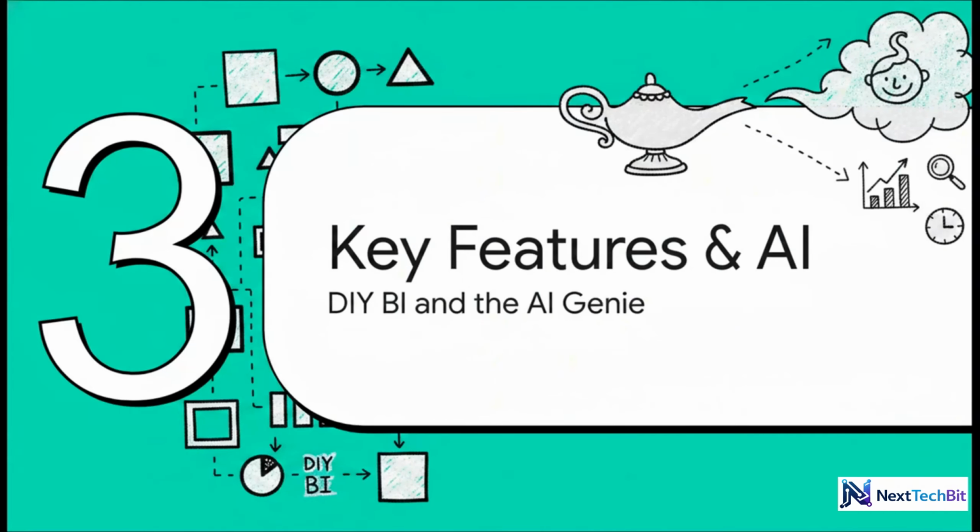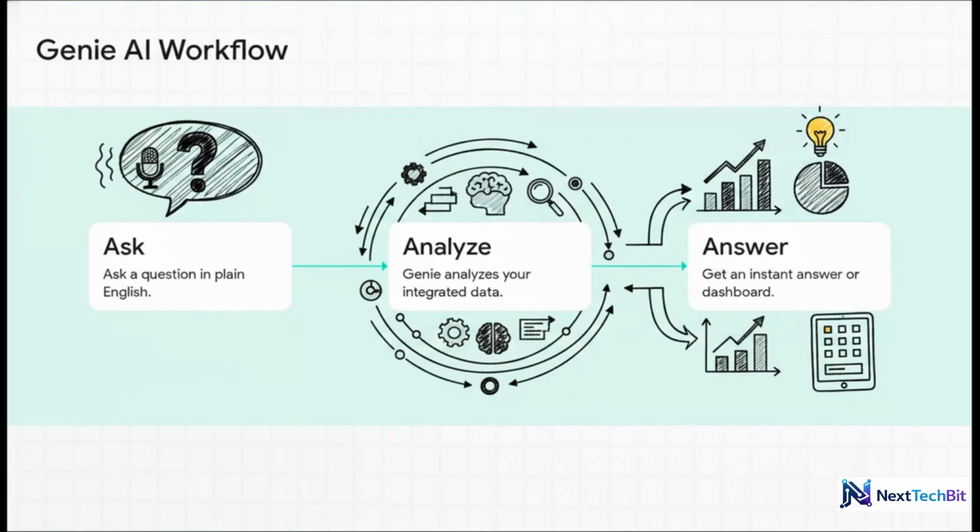Let's move to Section 3, key features, DIY BI, and the AI Genie. Let's see how this thing actually works. Okay, the new Genie AI Analyst is an absolute game changer. You literally just chat with your data. You type a question in everyday language, something like, why did our Facebook ad ROI drop this week? And Genie instantly gives you an explanation grounded entirely in your trusted metrics. It can even build full dashboards for you from a simple prompt. It essentially turns everyone on your team into a data analyst.